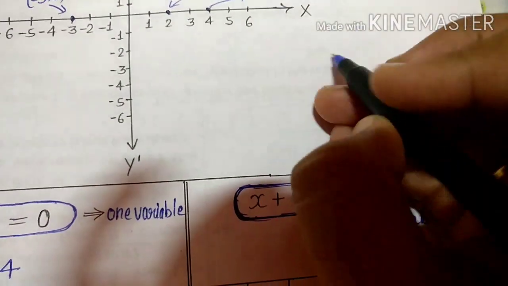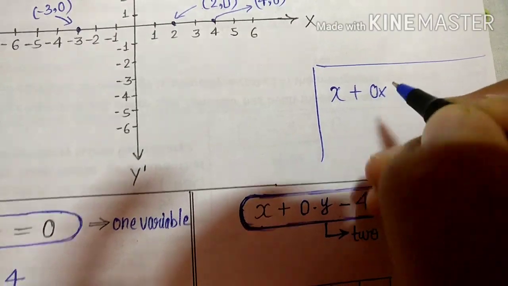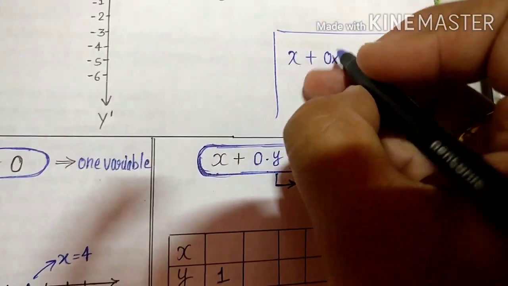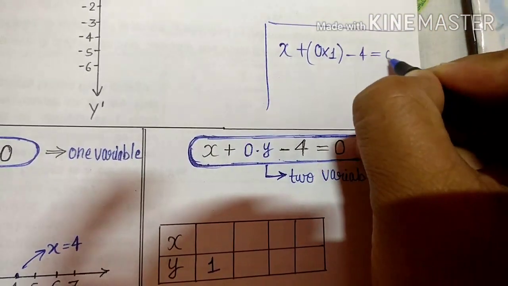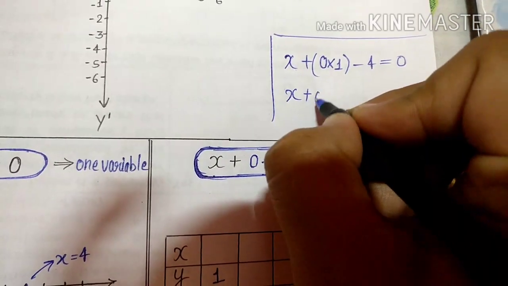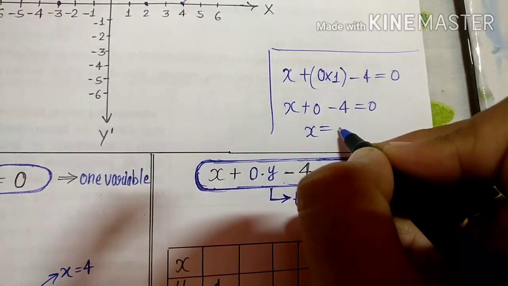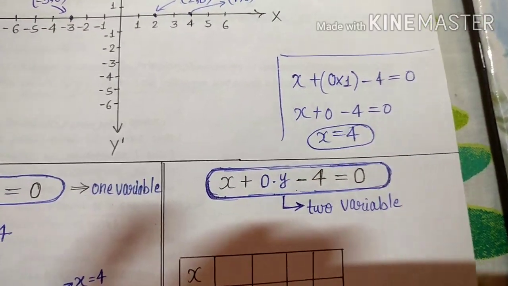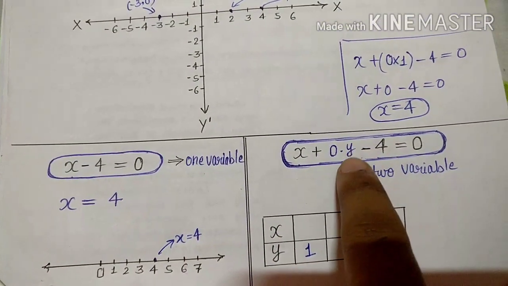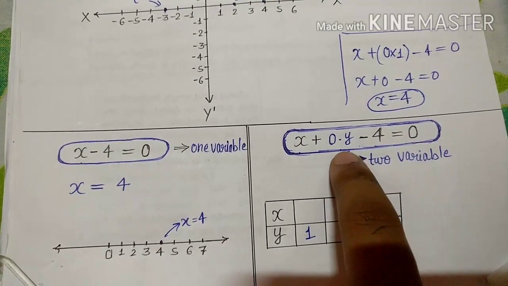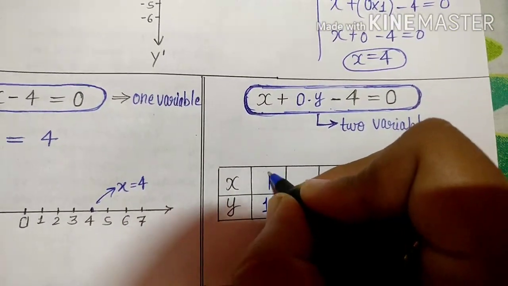Just think, in rough what we can do here: x plus 0 multiplied, it is multiplication, by the value of y we have taken, 1. So 0 into 1, then minus 4, we can put in brackets, equal to 0. x plus 0 ones are 0, minus 4 equal to 0. So x equals minus 4 will go that side, so x equals 4. Now just pay attention. What is the value of x earlier? 4 only. Now as we have taken 0 multiplied by y and assumed the value of y as 1, again the value is 4 only.